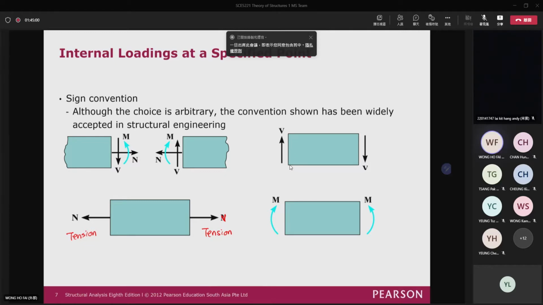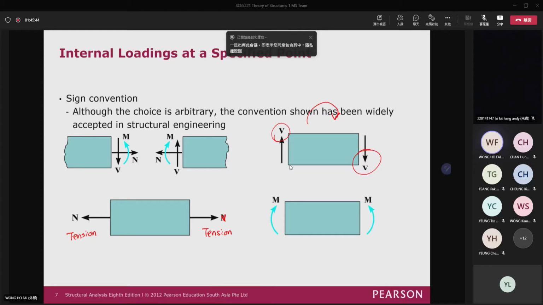And then for shear, if it turns the section in a clockwise sense, then it is positive shear. You can see that on the left-hand side, if the shear is pointing upward, then it turns the section in a clockwise sense, so it is a positive shear. On the right-hand side, the shear force pointing downward is positive because it turns the section in a clockwise sense. So we don't define pointing upward or downward as positive shear, because both are positive, as long as it turns the section in a clockwise sense, okay?